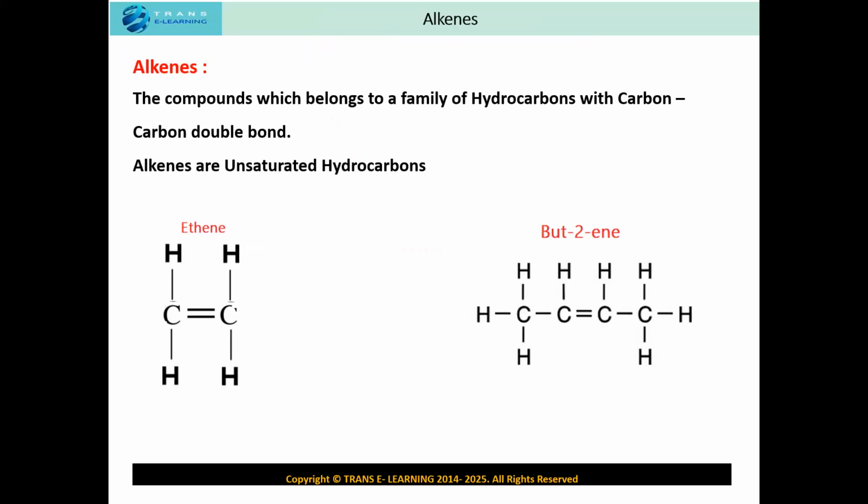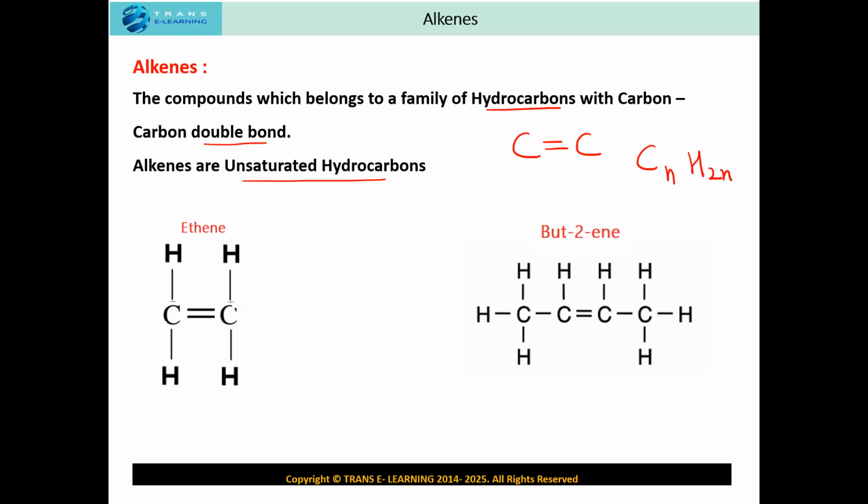So let's start. First of all, what is an alkene? The compounds which belong to the family of hydrocarbons with a carbon-carbon double bond are known as alkenes, and alkenes are unsaturated hydrocarbons. So alkenes are hydrocarbons with a double bond attached to the carbon atoms, and the general formula of alkenes is CnH2n. Details about the alkenes I have explained in another video. So here we are going to do just the introduction to understand Markovnikov's rule.